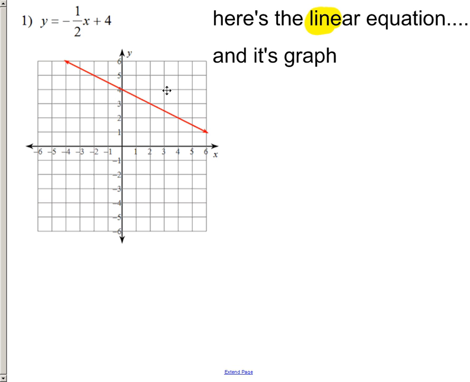We also need to take a look at how these linear equations look like. Now here we've got y equals negative 1/2 times x plus 4. That's a very special type of equation called a slope-intercept form. We'll look at that in a second.